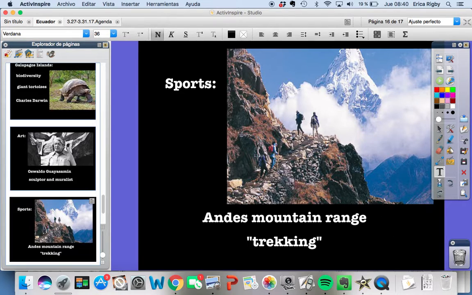Many tourists come to Ecuador to engage in sports. The Andes mountain range that cuts through the country of Ecuador makes for excellent trekking, a style of hiking that involves scaling large heights. And many tourists come here to climb the mountains. You can see these are some very steep peaks. As you're flying into Ecuador, the most notable feature from your airplane window is that it is a very mountainous country.